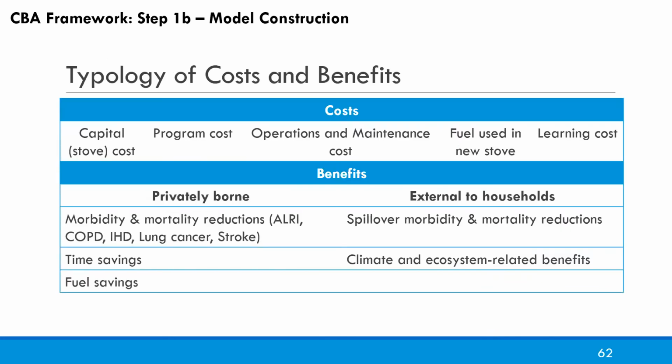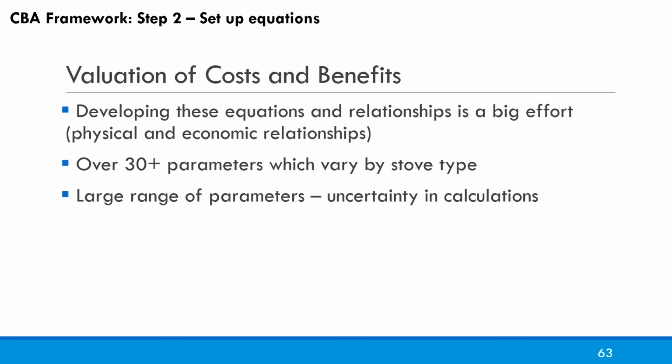Next slide. The costs and benefits included in our analysis are similar to what are included in the Bar Hap tool, so I won't go over them in detail here. Next slide. Our analysis included more than 30 parameters, which vary by type of stove. Owing to the large range of the parameters, there is some uncertainty in our calculations.